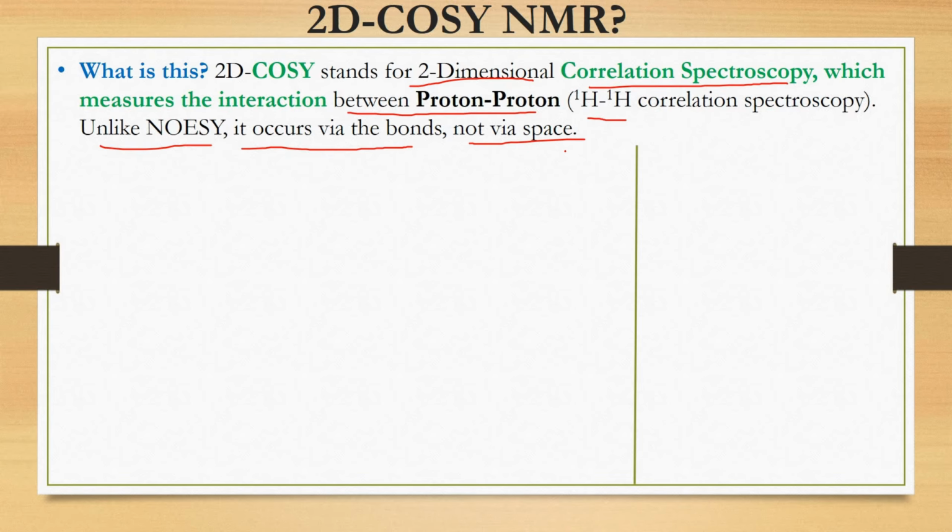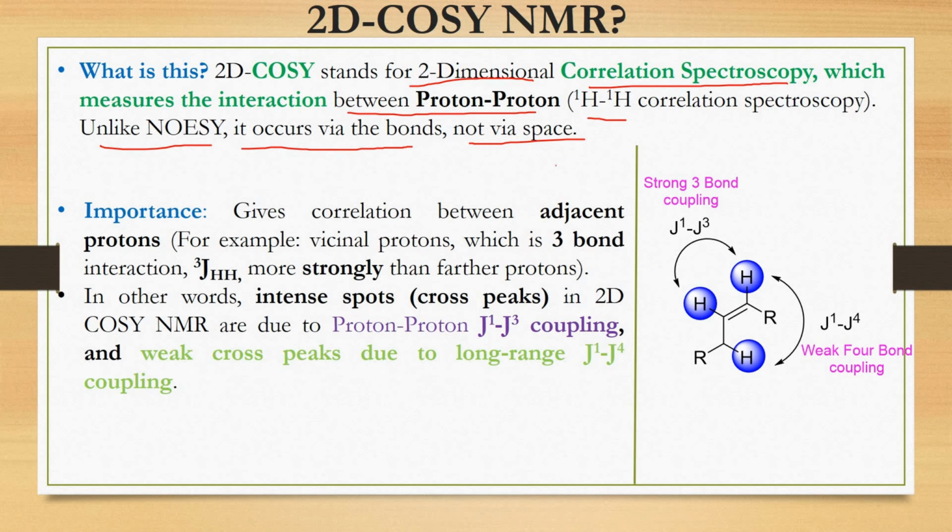Now, what is the importance of COSY NMR? COSY NMR is important to assign the neighboring protons in a molecule because it gives the correlation between the adjacent protons. For example, vicinal protons, which is a 3 bond interaction. When you have vicinal protons in a compound, they will show the interaction in the COSY NMR, and you will see intense spots, or we can say cross peaks, in the 2D COSY NMR.